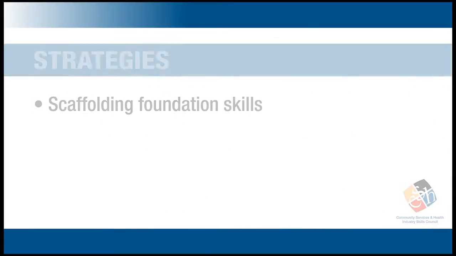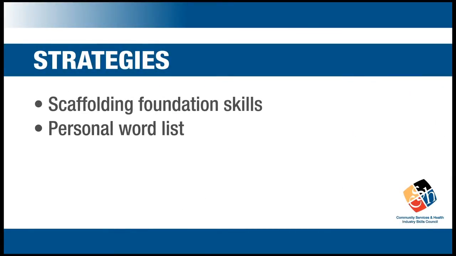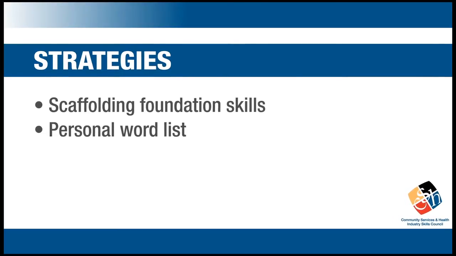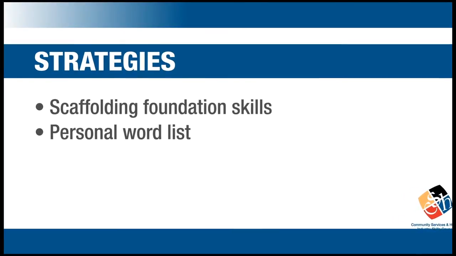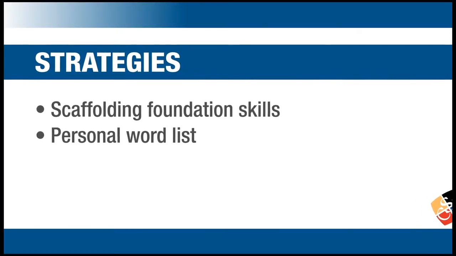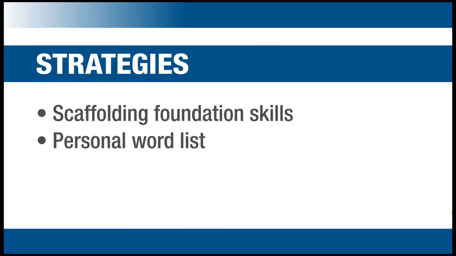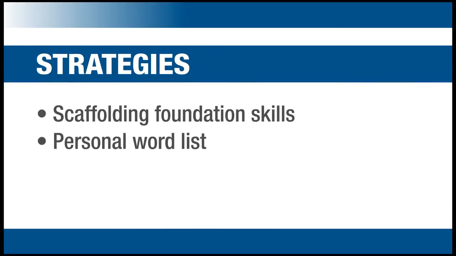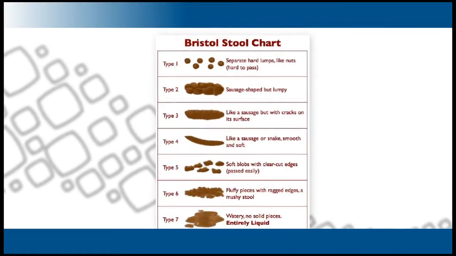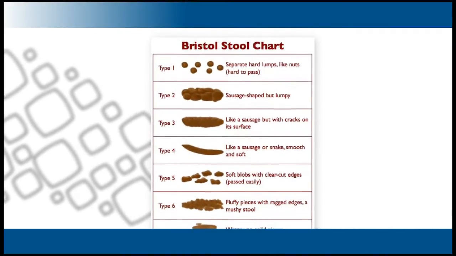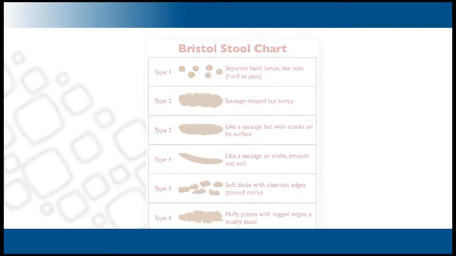Some trainers encourage learners to keep a personal word list as a reference. They can be used as quick references to help with definitions and spelling. The focus of the word list will depend on what skills the learner needs to develop. It could be a list of correctly spelled words, a vocational word list with a photo of what the word means in a particular context, such as this stool chart, or typical phrases to fill out commonly used workplace forms.